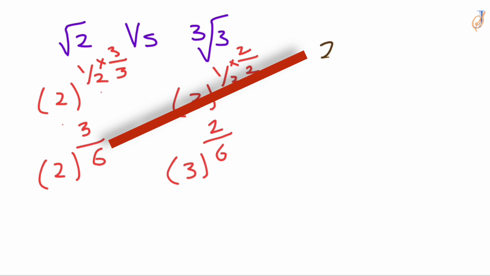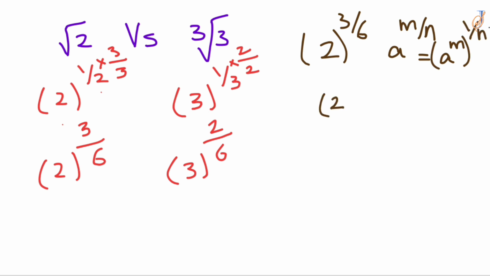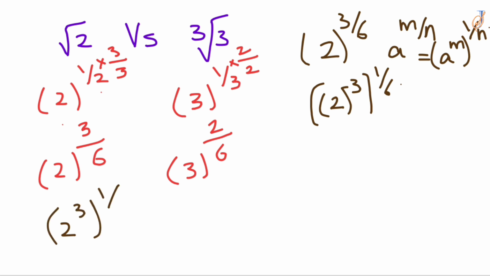Now 2 raised to the power of 3 over 6 is in the form of a raised to the power of m over n. We can write this as a to the power m, whole raised to the power of 1 over n. So we can write this as 2 raised to the power of 3, whole raised to the power of 1 over 6. Same like that, here also we can write it as 3 raised to the power of 2, whole raised to the power of 1 over 6.